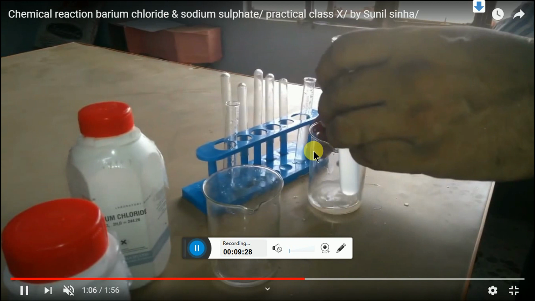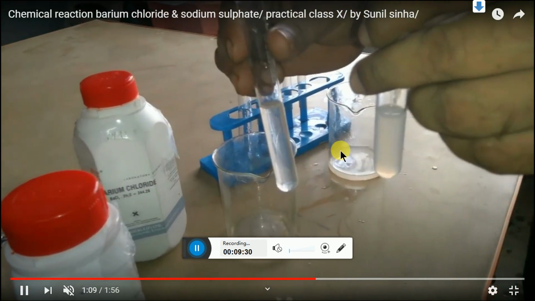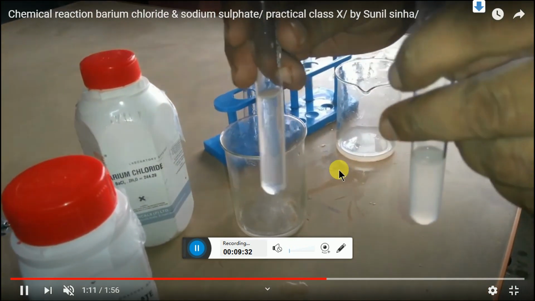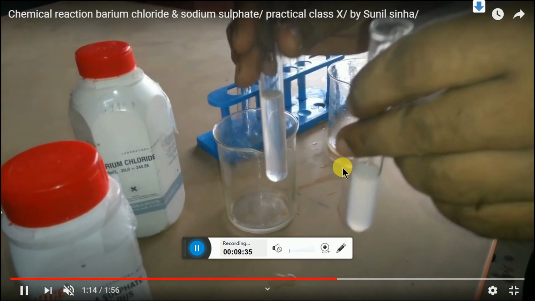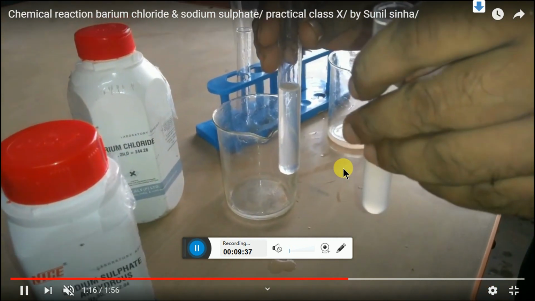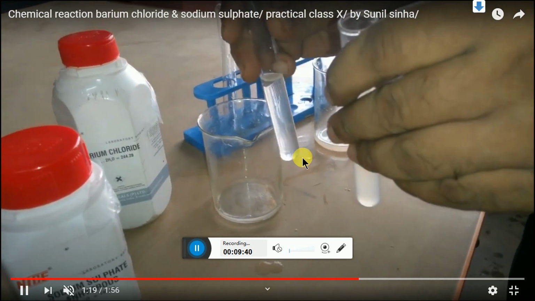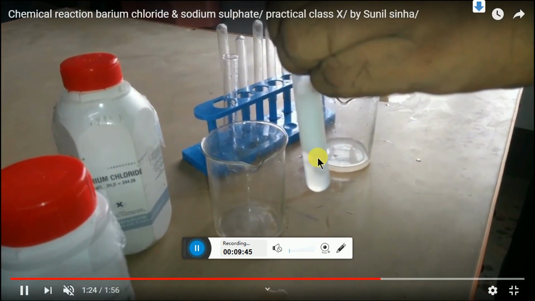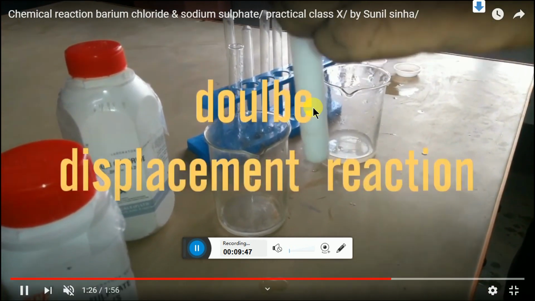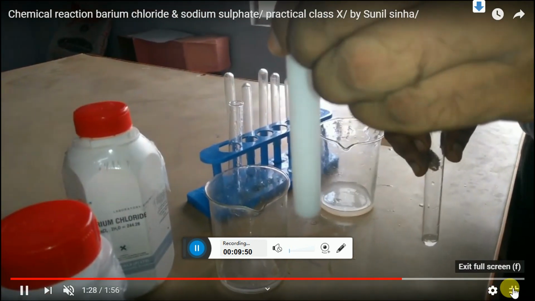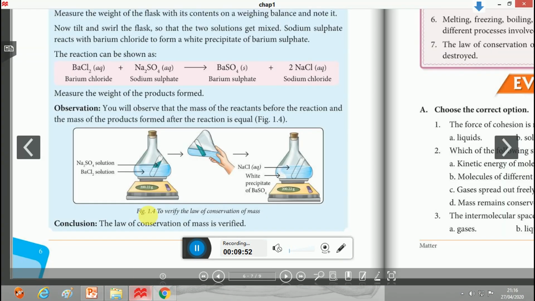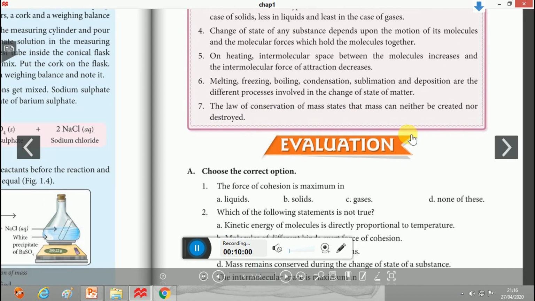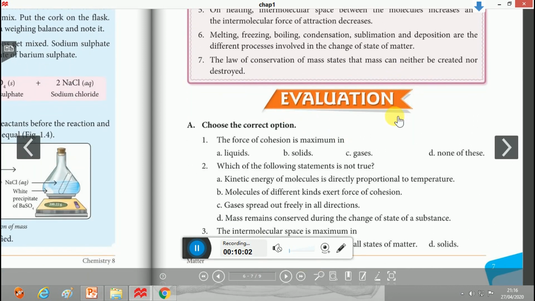As we have discussed, we have to take 10 ml, though it is a qualitative measurement, but equal volumes should be mixed. Now we are going to add this one, sodium sulfate, and look at this, there is a clear solution. Now the white precipitate forms on contact, and this reaction is a double decomposition reaction. So this is the total experiment. In the next video we'll discuss the question answer zone.